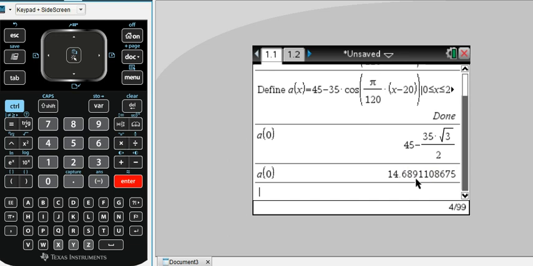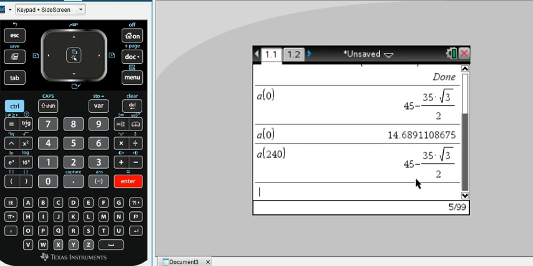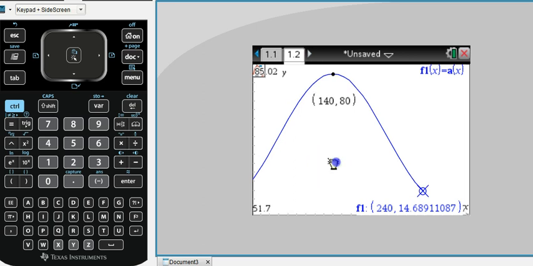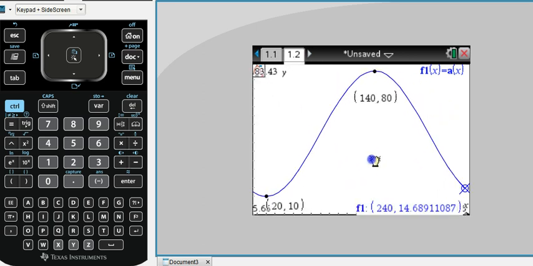The endpoint at 240, we're just finding a of 240. Press enter and again it gives it to you in exact form. So although the graphing window is useful, if you need exact values, then on your calculator page is where you're going to find those. And then you just need to transfer all this key information from your graph onto the grid that's provided for you on the paper.